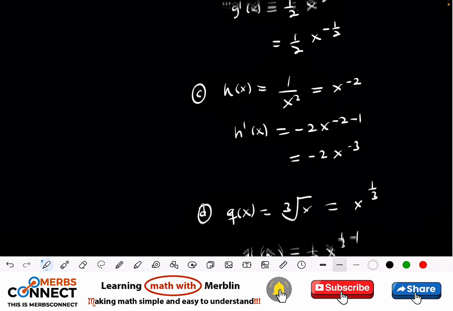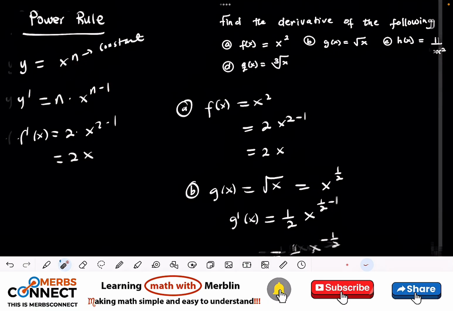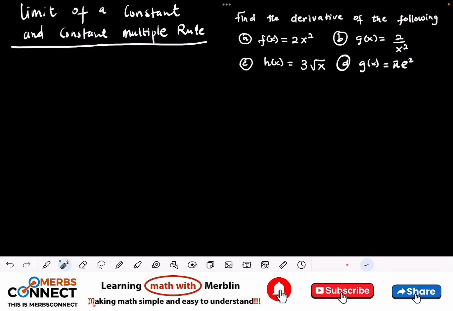So this is what you are going to get for the functions here. So this is the power rule, very simple. Don't forget, drop the n, maintain the function, but don't forget to subtract 1. That is the power rule. Let's look at another rule here. Limit of a constant and constant multiple rule.